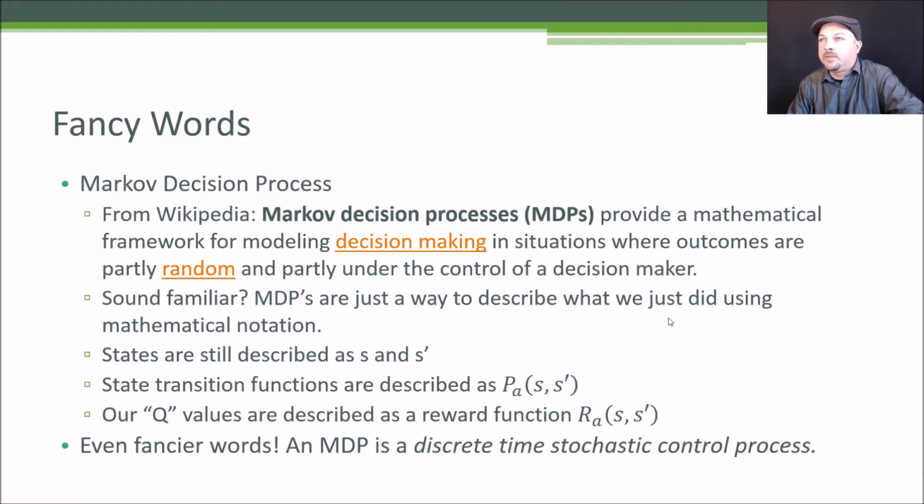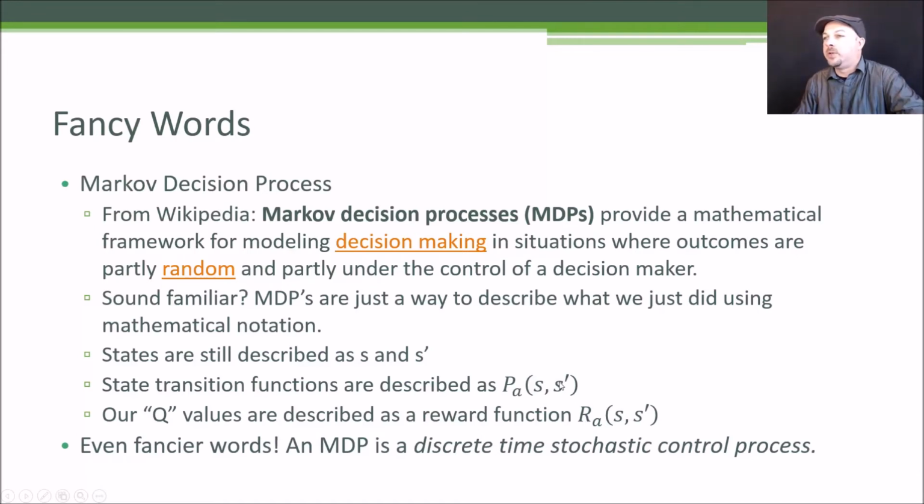So MDPs, Markov decision processes, are a fancy way of describing our exploration algorithm that we just described for reinforcement learning. And the notation is even similar. States are still described as S, and S prime is the next state that we encounter. We have state transition functions that are defined as P sub A for a given state of S and S prime. And our Q values are basically represented as a reward function, so a R sub A value for a given S and S prime. So moving from one state to another has a given reward associated with it.